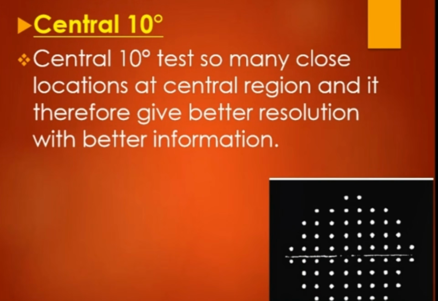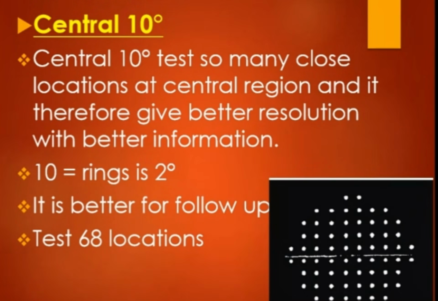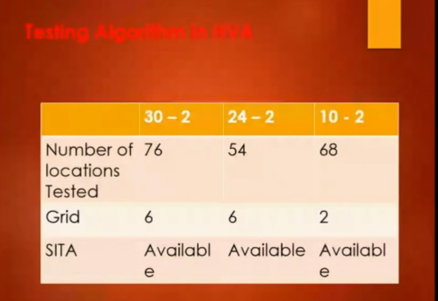Then the central 10 tests many close locations in the central region, and therefore gives us better resolution and better information with respect to the macula. The rings tested in the central 10 are 2 degrees apart, so each ring is 2 degrees apart from the next. It is better for follow-up visits, especially for patients who are having macular problems. It tests about 68 locations.